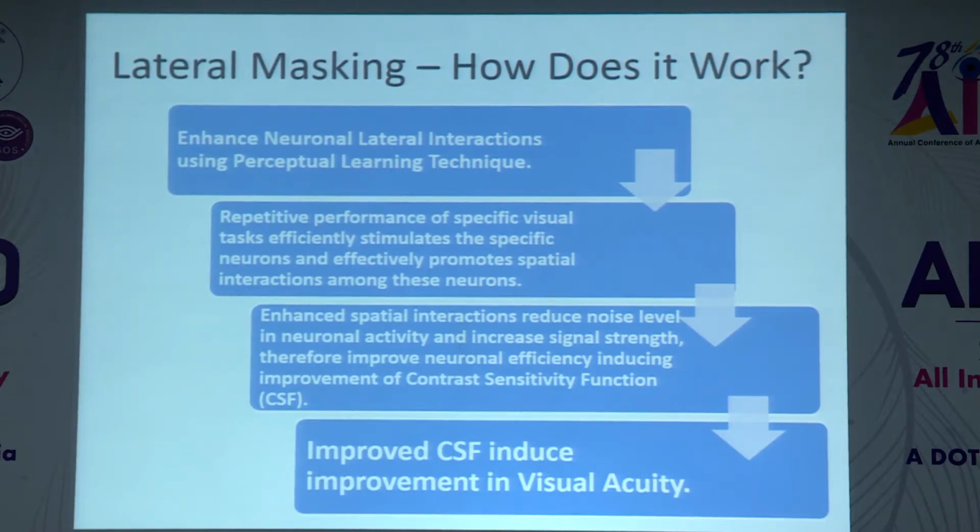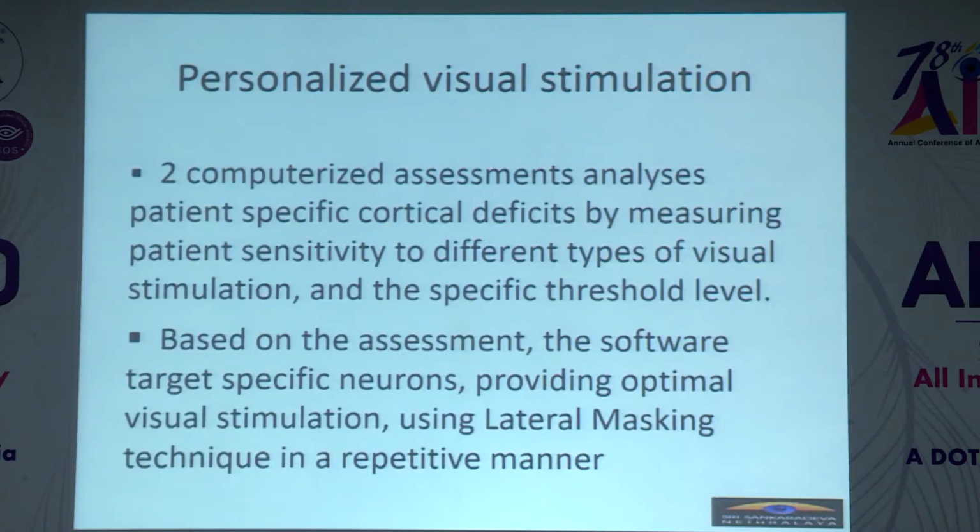What is it? Repetitive performance of specific visual tasks. It stimulates the specific neurons and effectively promotes spatial interactions among these neurons. Enhanced spatial interactions will reduce the noise level and increase the signal strength, thereby improving neuronal efficiency, inducing an increase in contrast sensitivity function, and thereby improvement of visual acuity.